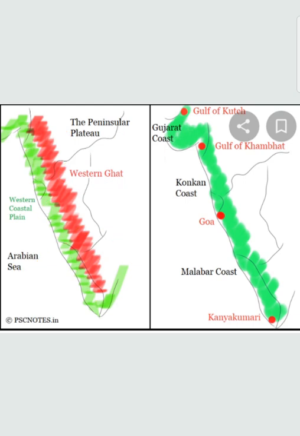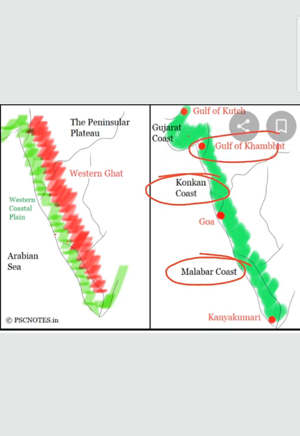Fine? Okay. Now, we have already seen that the Western Coastal Plains are divided into three main sections. What are they? The Malabar coast, then the Konkan coast, then the Gulf of Khambhat and the Gulf of Kutch. So these are the main three divisions of the Western Coastal Plains. Remember this. This is very, very important.